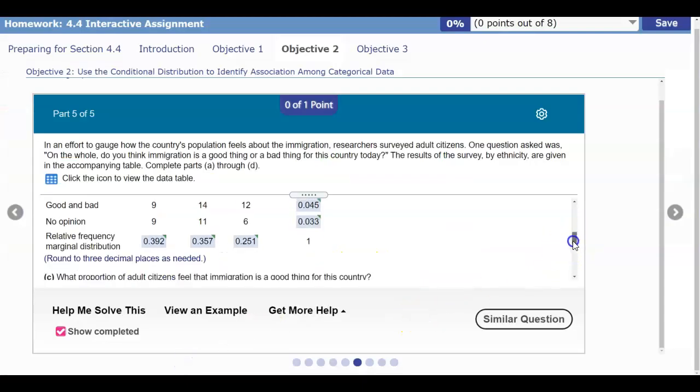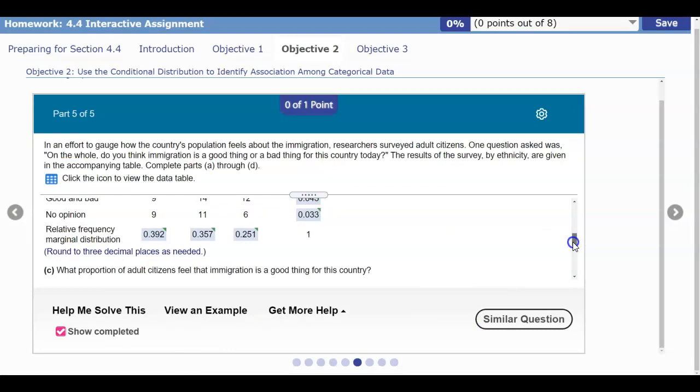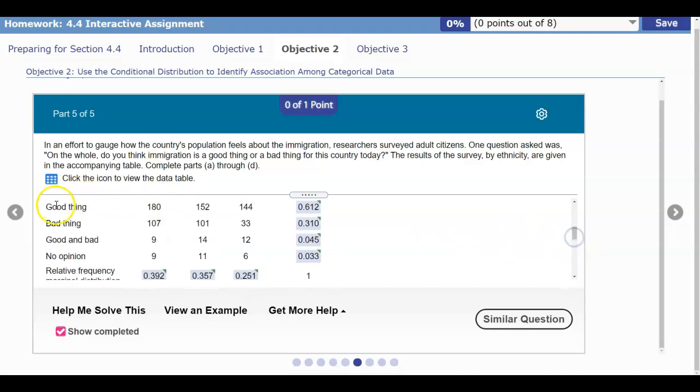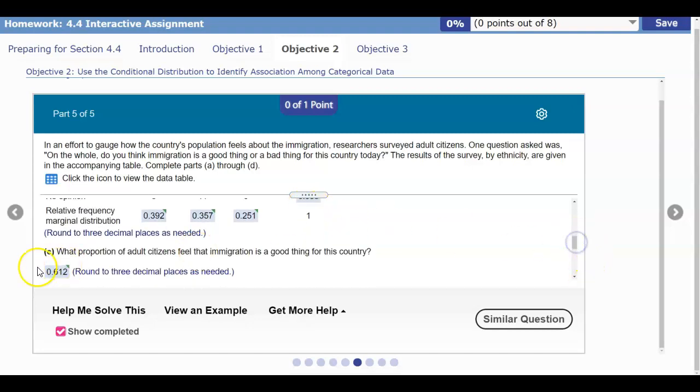Okay, the next question wants us to say, what proportion of adult citizens feel that immigration is a good thing for this country? Now again, we're talking about adult citizens, so that is the total. So that means we want to look at the row where it says a good thing, and that means what are all the citizens? So all the citizens is in this last row, which is 0.612. So that means that the answer is going to be 0.612.